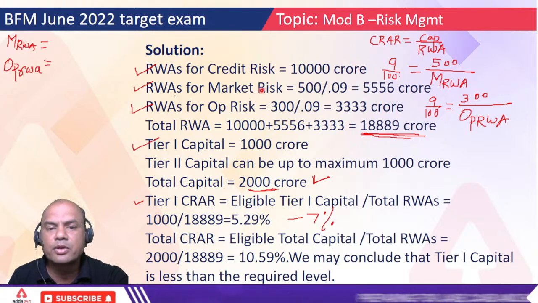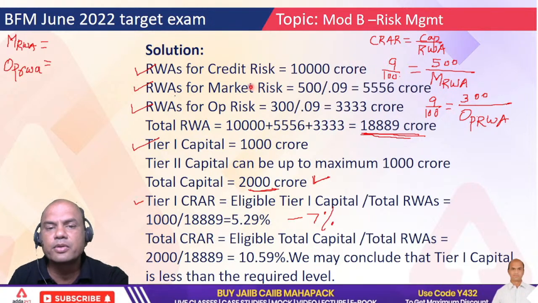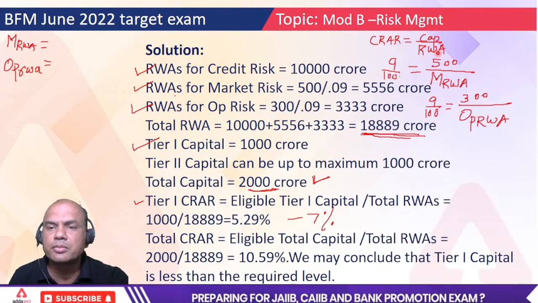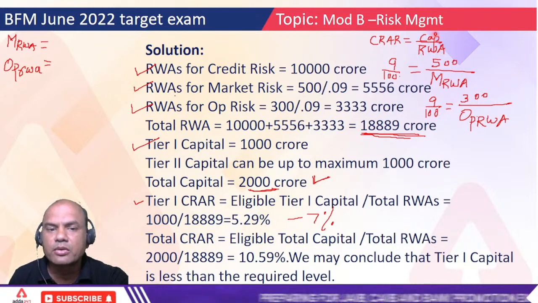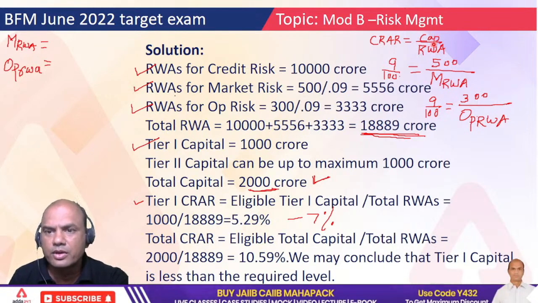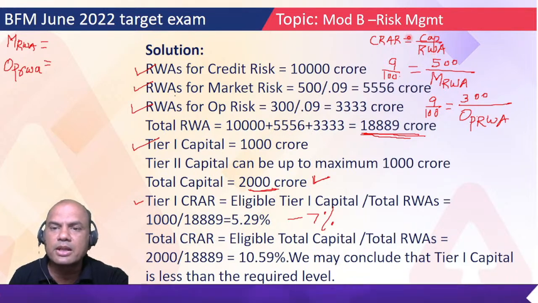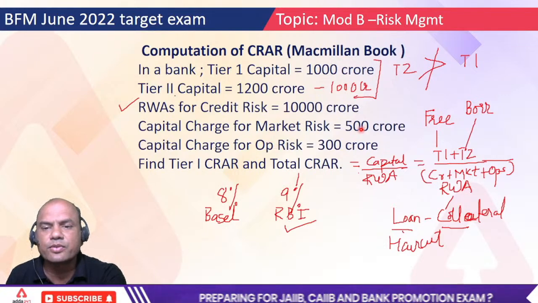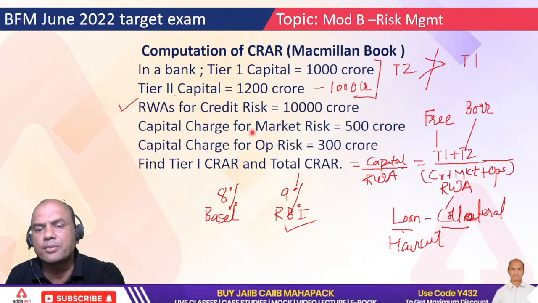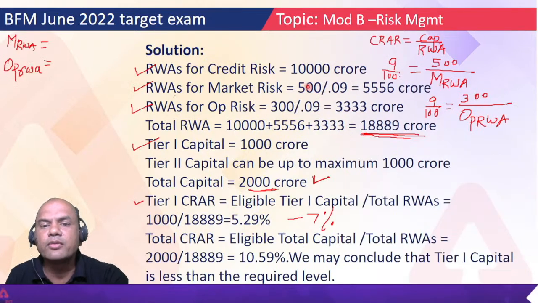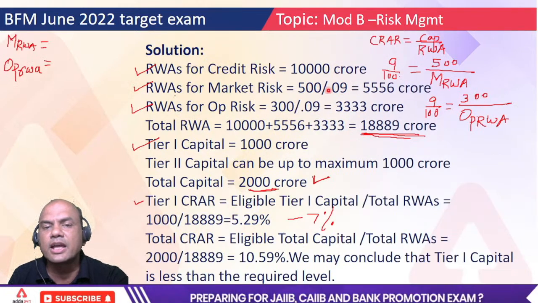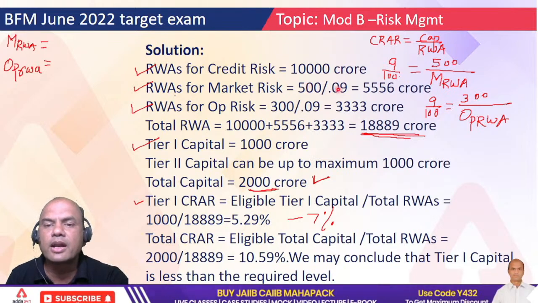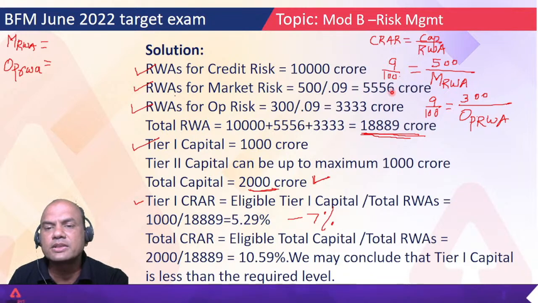Now find RWA for market risk. What is the formula for RWA for market risk? Same formula: CRAR equals capital upon RWA. We want RWA over here, so RWA equals capital upon CRAR. Capital is already given in the case. Capital charge is 500 crores. Capital charge means capital only, take that. So 500 upon CRAR. CRAR is 9% prescribed by RBI, take this figure directly. So 500 upon 0.09, we get 5555.56.